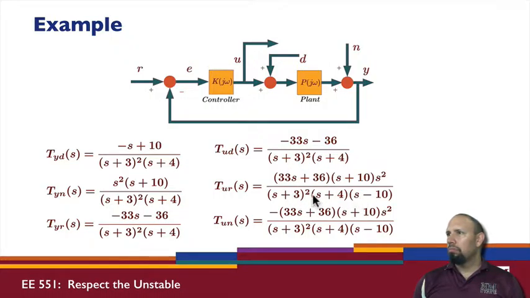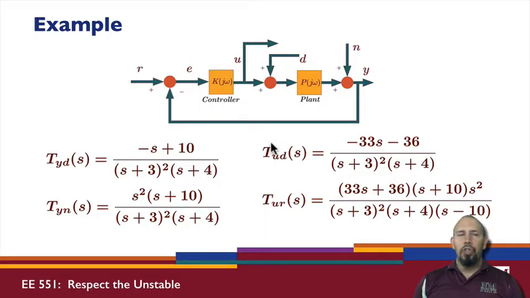Oh, that one is not stable. This one is not stable. So notice that the transfer function from R to U, from the reference input to the control signal, is unstable. Okay, it's unstable. So we clearly are going to have trouble. This shows us that we do not have internal stability, even though most of these transfer functions are in fact stable.